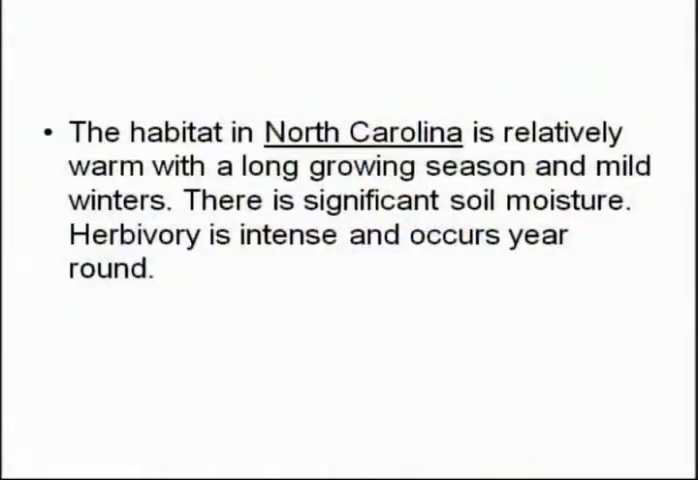Habitat in North Carolina is relatively warm with a long growing season and mild winters. There is significant soil moisture, and herbivory is intense and occurs year-round. So those are the major differences in the habitat. Now, let's look at a couple of other aspects of the plant's biology and try and figure out the answer to the next few questions.